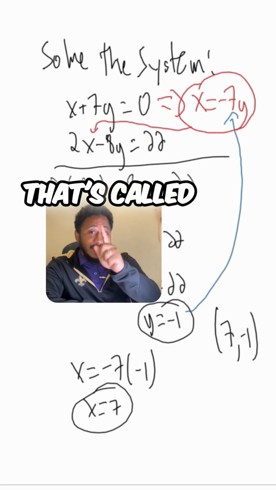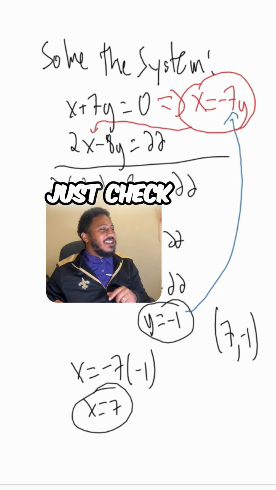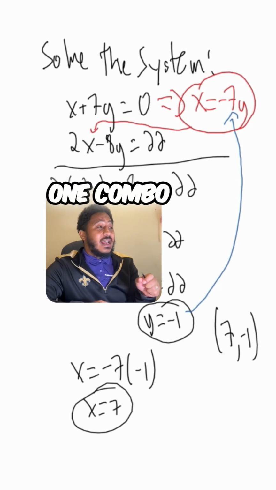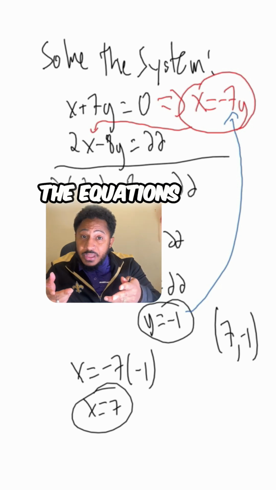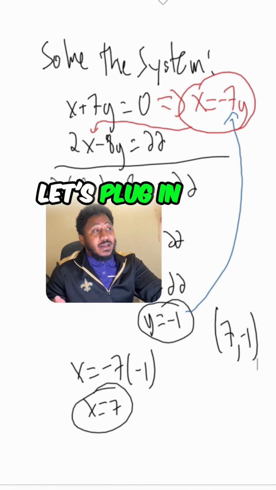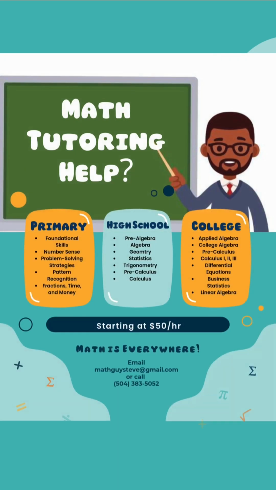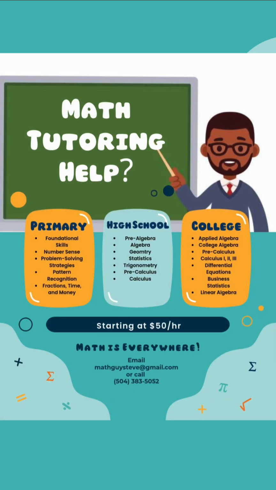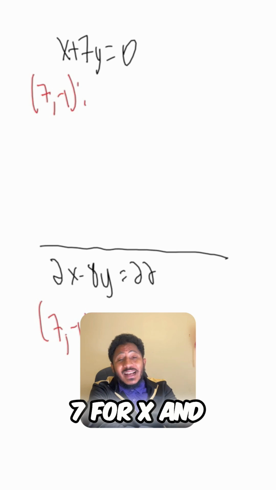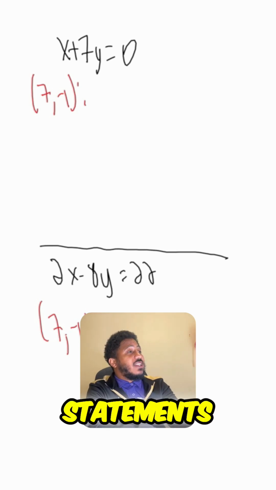But let's check it. Okay, that's called a Nike step. Let's check it. All right. So let's check it by plugging in that 7, negative 1 combo for x and y into both equations and making sure that we get true statements. Okay, all right. Let's plug it in. So here's us checking. So let's plug in 7 for x and negative 1 for y and see if we get true statements.